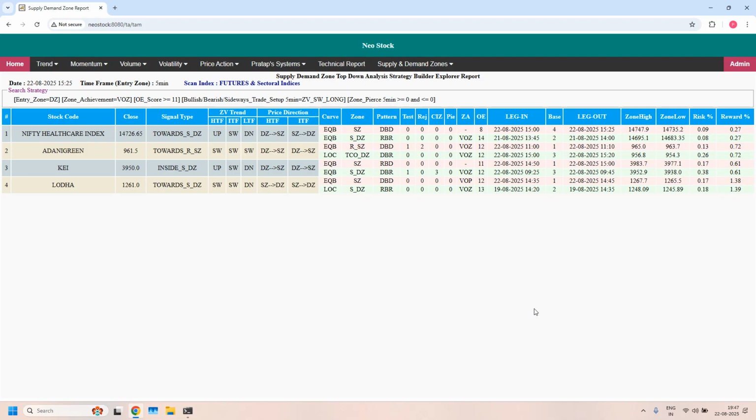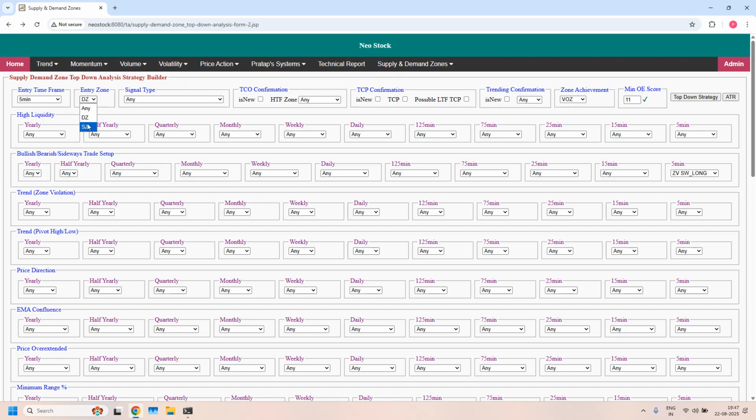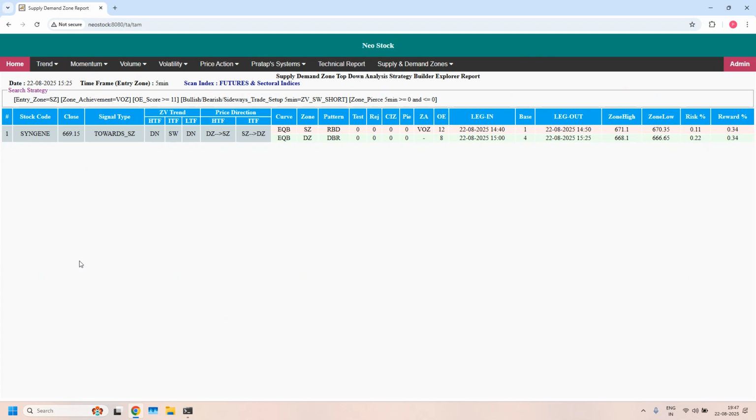Okay, next sideways short trade setup for hourly income trade. The changes are 5 minute supply zone and here sideways short. Let's filter. We got 1 stock. Sideways short trade setup for hourly income trade and entry time frame zone is 5 minute supply zone.